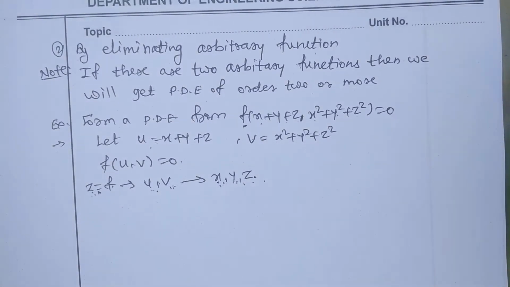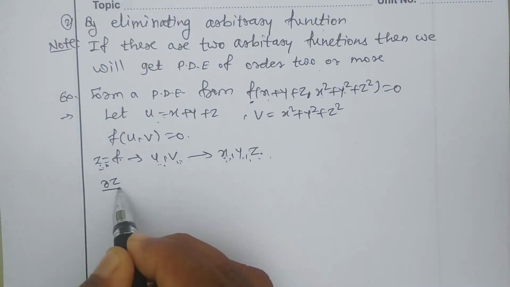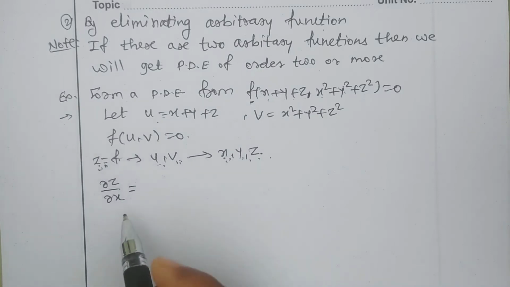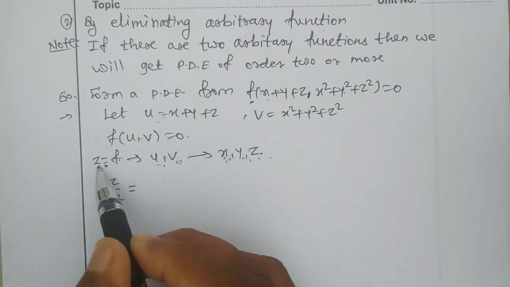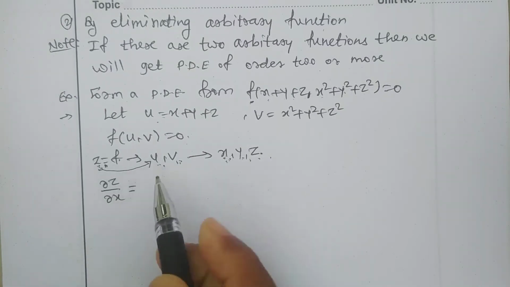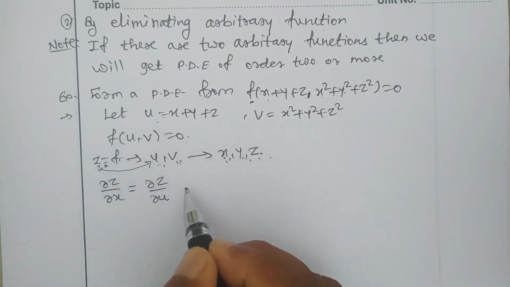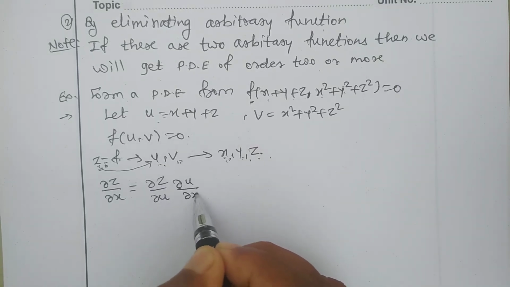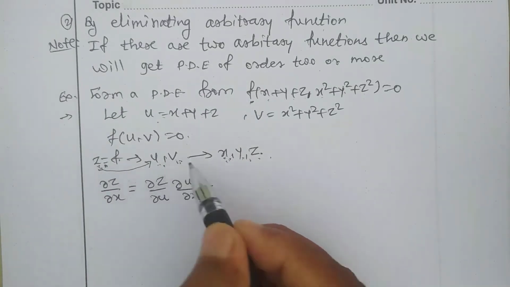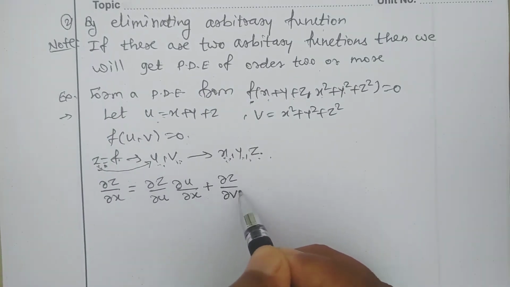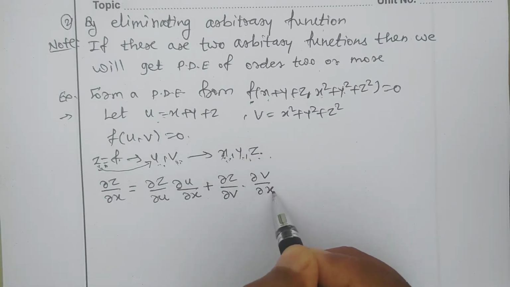So when we require to find the derivative of z with respect to x, ∂z/∂x, the formula is: first we have to calculate the derivative of z with respect to u, that is ∂z/∂u, into the derivative of u with respect to x, that is ∂u/∂x, plus now you have to calculate the derivative of z with respect to v, ∂z/∂v, and v with respect to x, ∂v/∂x.